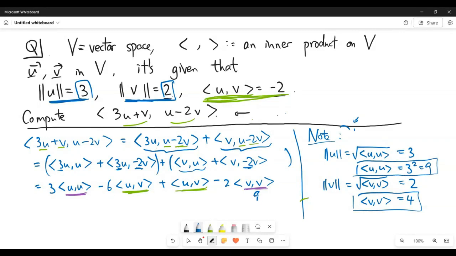When we plug it back, the inner product of V with itself is 4, and this one is 9. So numerically, you can now get everything done by looking at this formula. Definitely you can get it done with a calculator, and that's the end of this question.